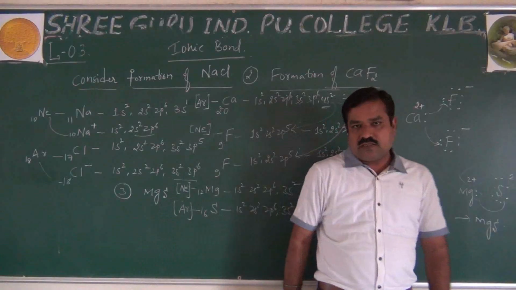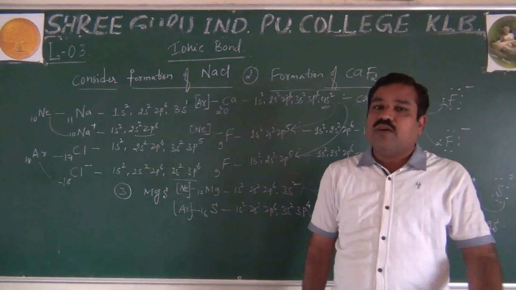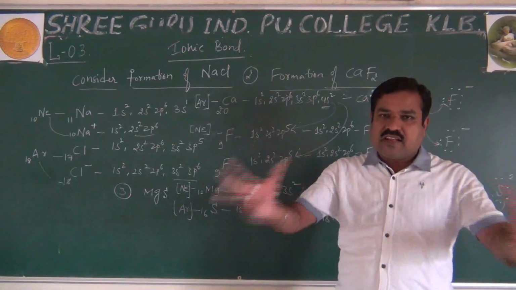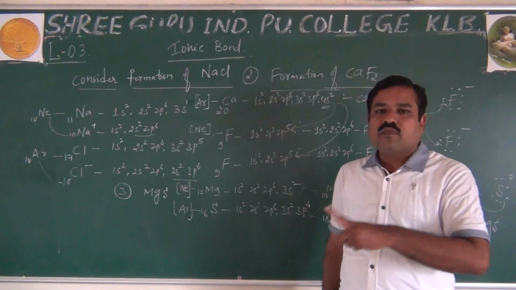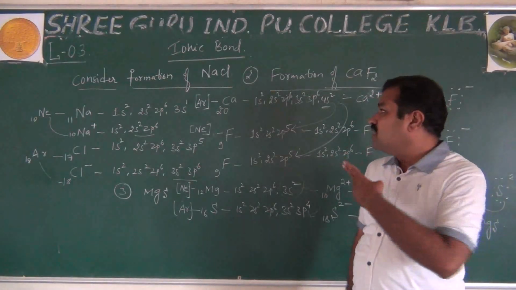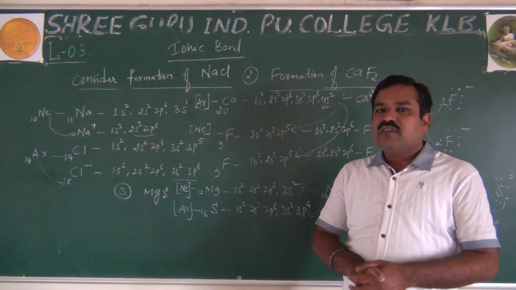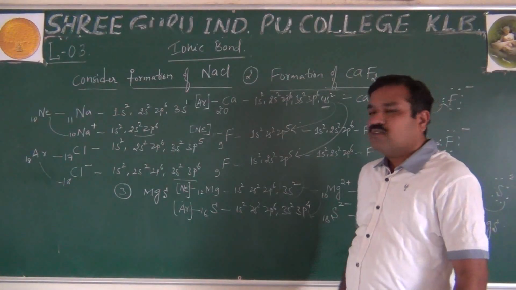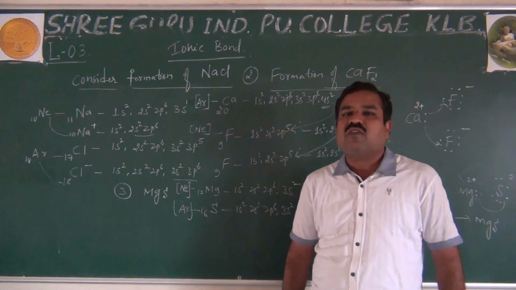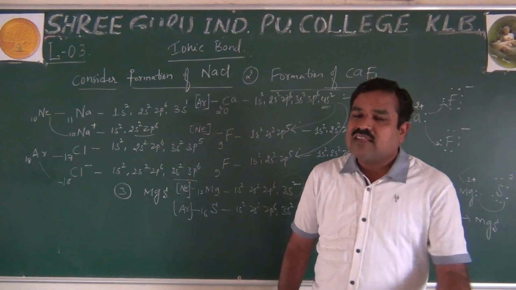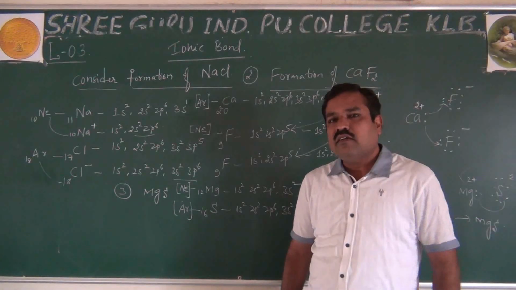So students, the bond which is formed by complete transfer of an electron, a single electron, example sodium, a pair of electrons, example calcium, or more than a pair of electrons, sometimes more than a pair also. That type of bond which is formed by complete transfer of electrons or pairs of electrons from one atom to another atom is called an ionic bond, which is a very simple definition.